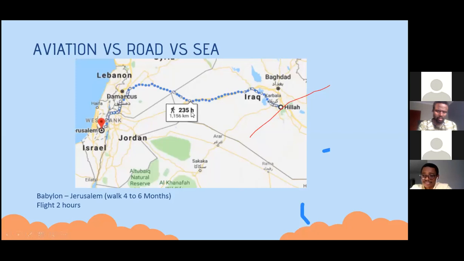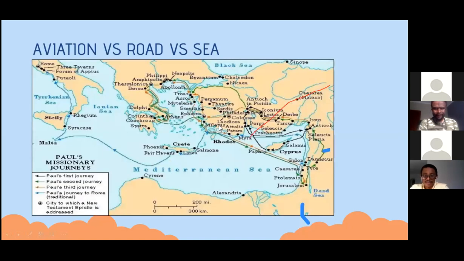That is a 235-hour journey. I didn't convert it to days, but it's 1,156 kilometers. If you were to walk, or maybe ride a horse or something like that, as a family and as a group of people, it will take you probably 4 to 6 months. I don't know how long it took them, but by flight, it's 2 hours. So this is why aviation is important to us.